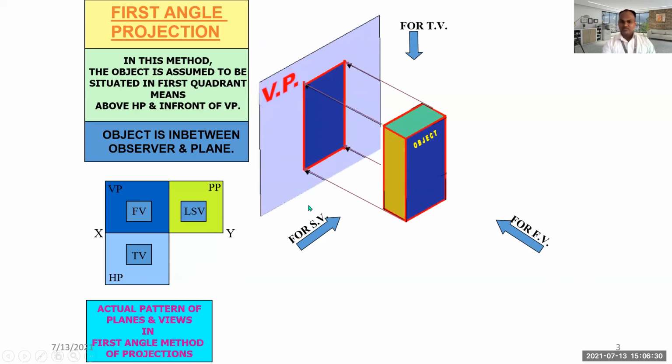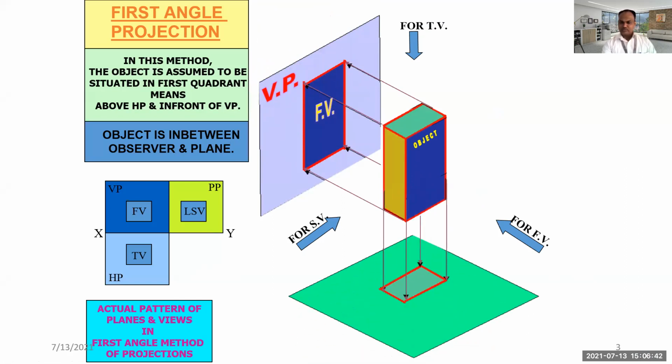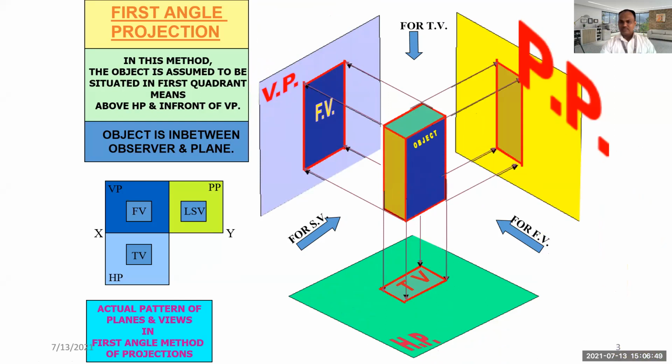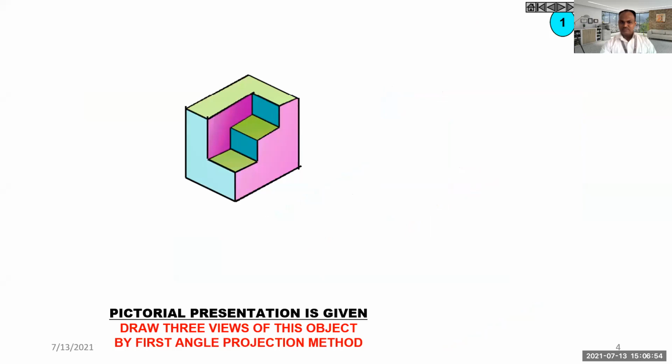So you can see, in the vertical plane, this vertical plane that you are seeing, you will see the front view on it. The top view will be on the horizontal plane. The top view you see from above, so it will be on the horizontal plane, and the side view will be on this PP, which is the parallel plane, or we can say the side plane. Now we have seen these three examples. I'll show you again for revision purposes.